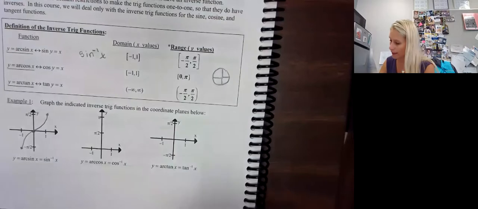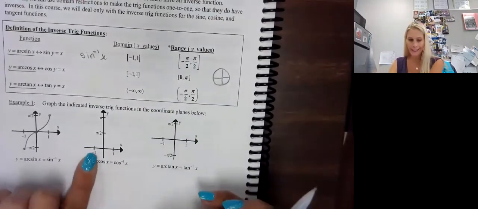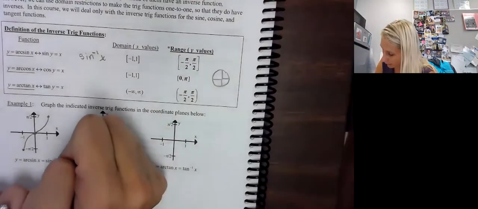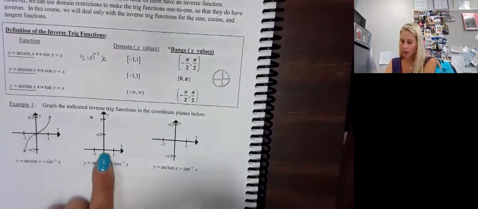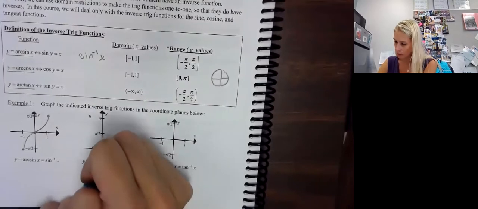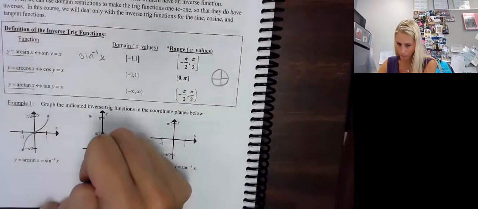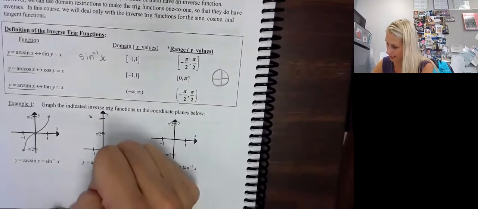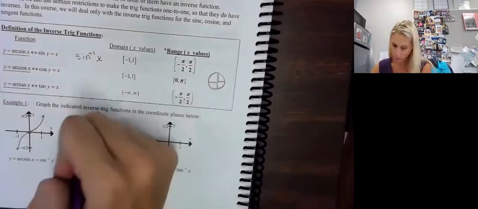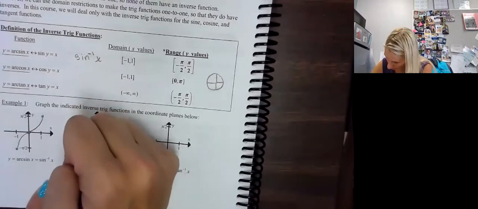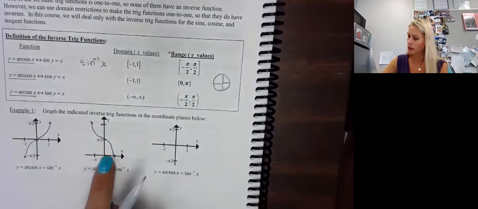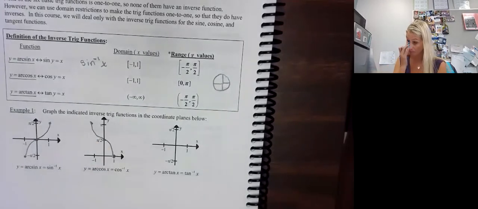So if we look at this at -1, where is cosine -1? Well, it's at pi. Where is cosine 0? Well, at pi/2. And where is cosine 1? Well, that's at 0. And again, we have this curve. Okay, so as you can see, our range is restricted from 0 to pi.